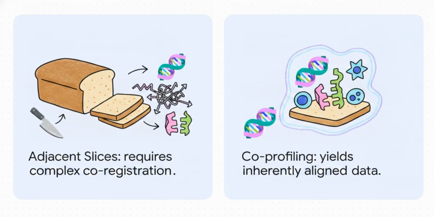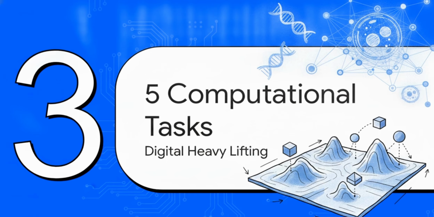This is where you capture multiple molecular layers simultaneously on a single tissue section. Co-profiling is incredibly elegant because it inherently aligns the morphological and molecular data from the get-go, completely avoiding those tricky computational alignment issues. Moving right along to Section 3, 5 core computational tasks.